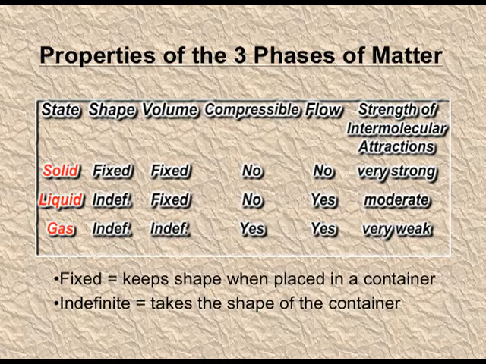Compressibility: we cannot compress solids. Even the liquids cannot be compressed, or if they can be compressed, then very slightly. But we can compress gases. That is, gases are compressible. Flow: solids cannot flow, but the liquids and gases can flow.